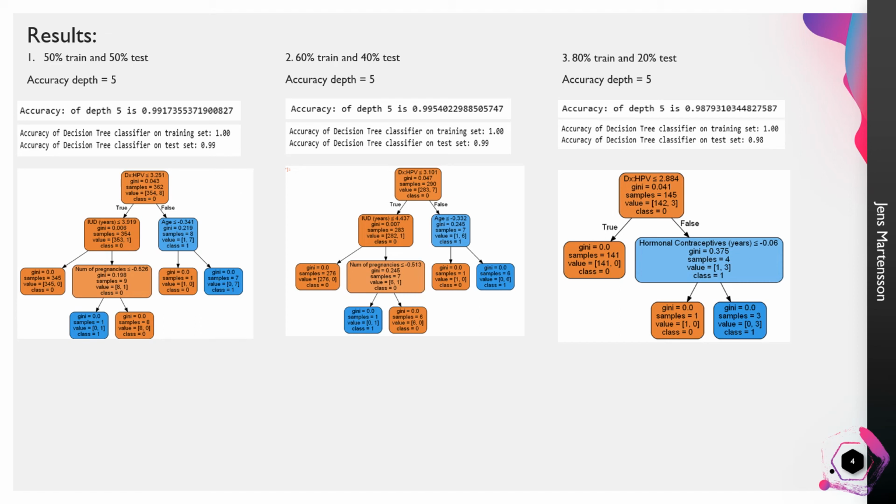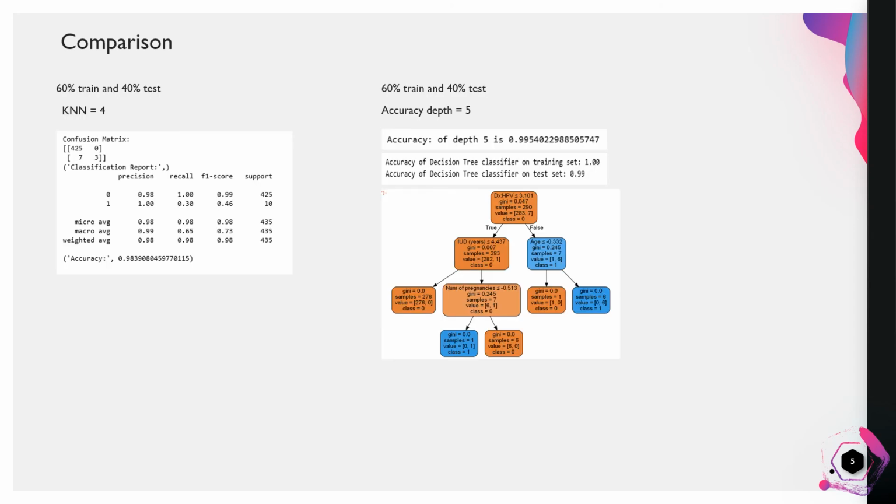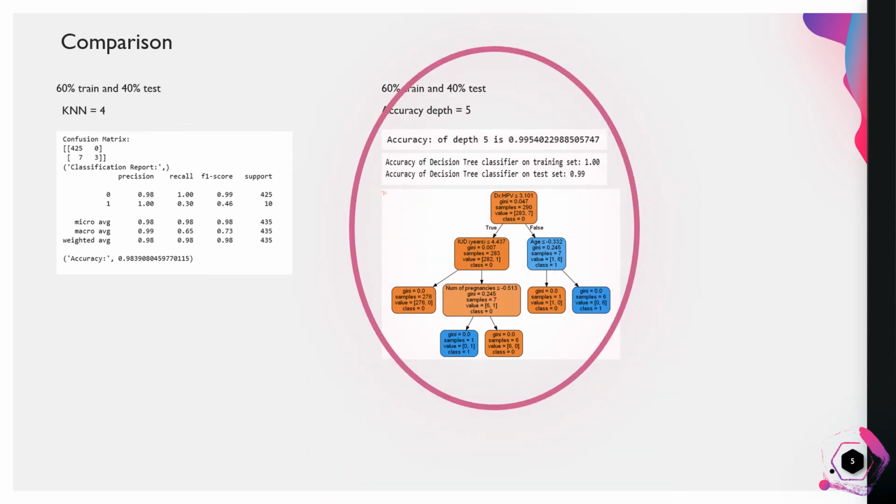Looking at decision tree across all three data splits, the model nominated 5 as the accuracy depth. The split of 60-40 results in 0.995 accuracy, and this was felt to be the best model. Comparing the 50-50 split with the KNN classifier value of 4 model and the decision tree classifier 60-40 split with the accuracy depth of 5, it was felt that the decision tree model would be the best model. This is due to the higher 0.995 accuracy level.